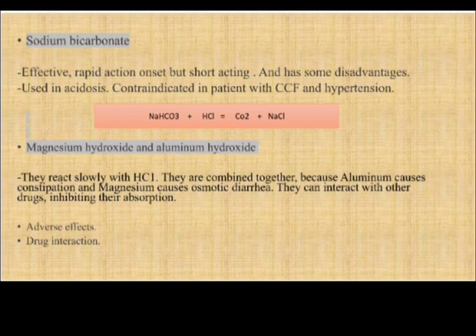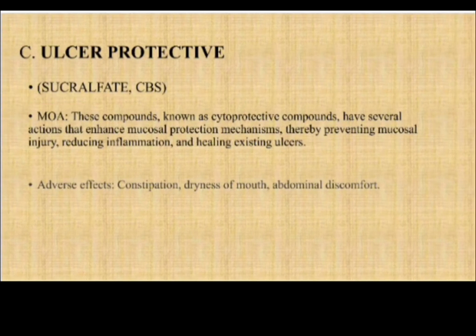Sodium bicarbonate is effective, with rapid onset of action but short acting, and it has some disadvantages; it is used in acidosis. Magnesium hydroxide and aluminum hydroxide react slowly with the HCl and they are combined together because aluminum causes constipation and magnesium causes osmotic diarrhea. They can interact with other drugs, inhibiting their absorption. Drug interaction.